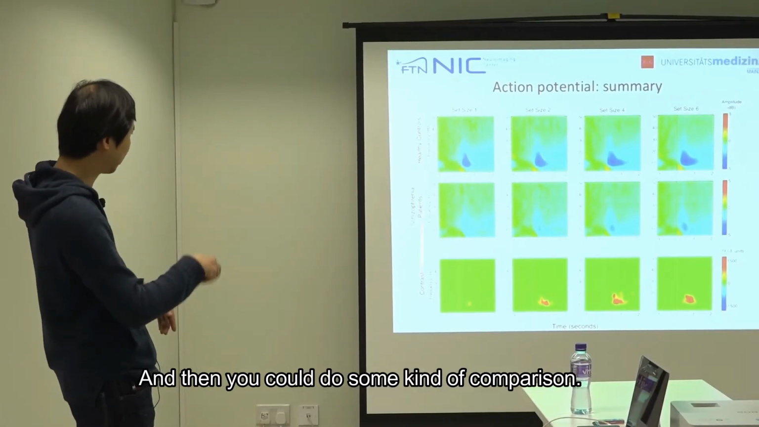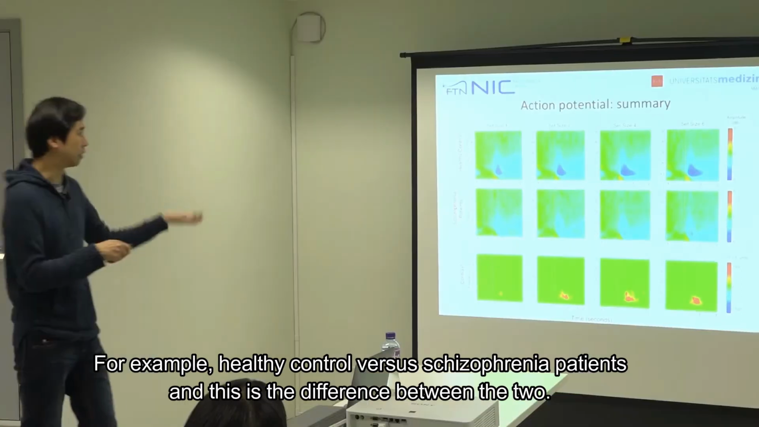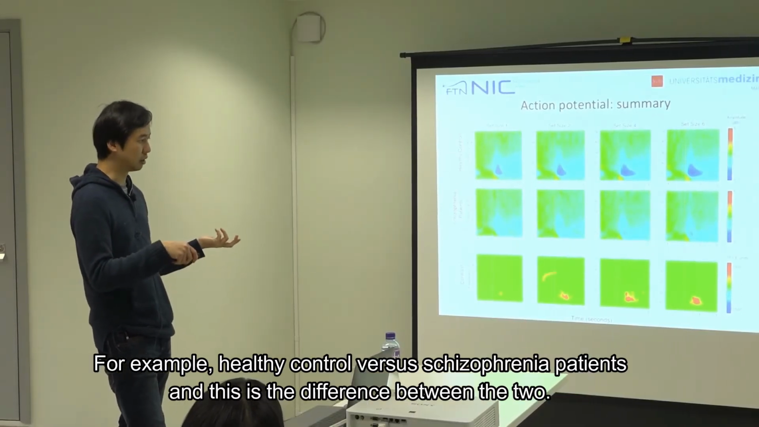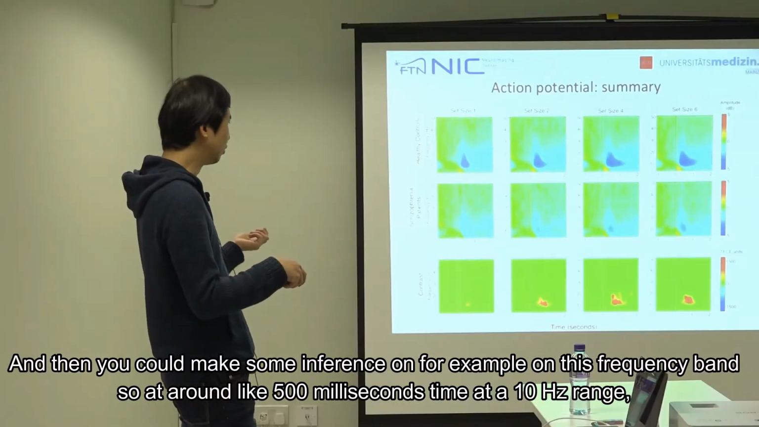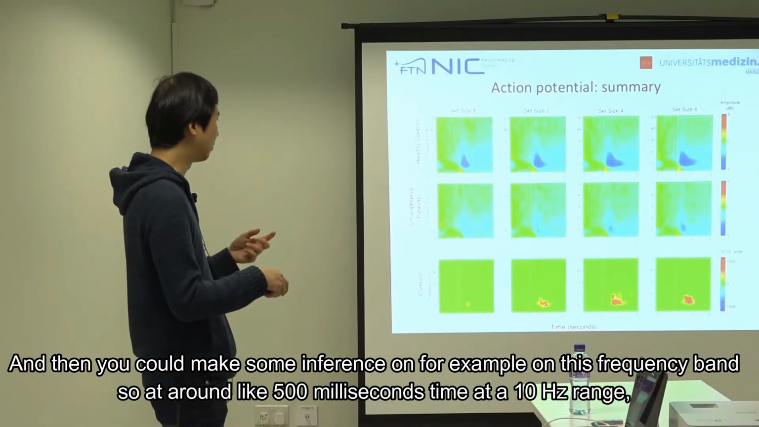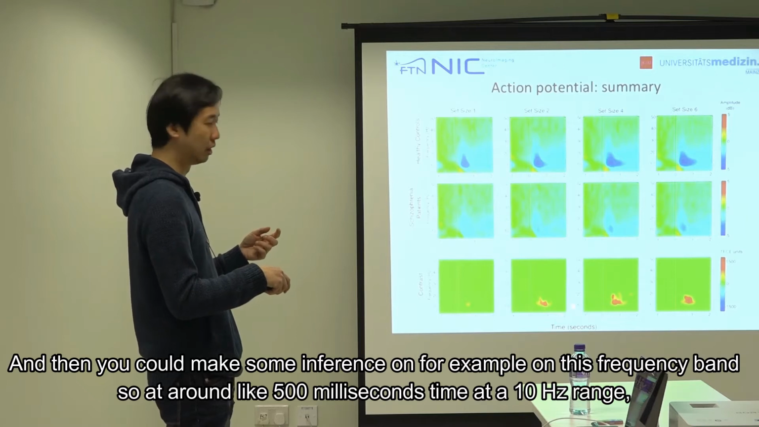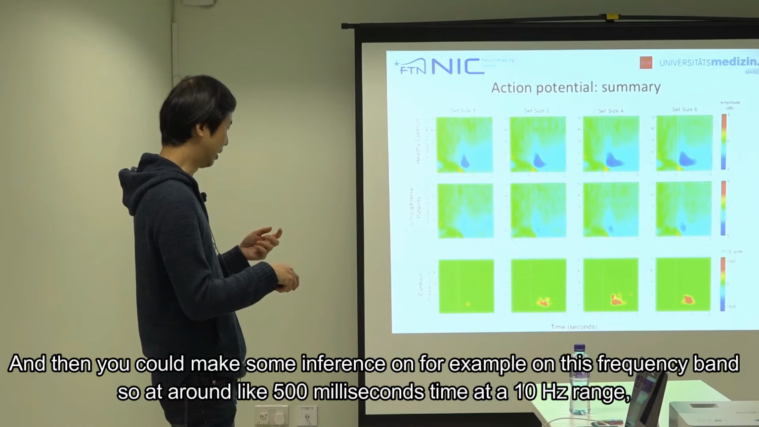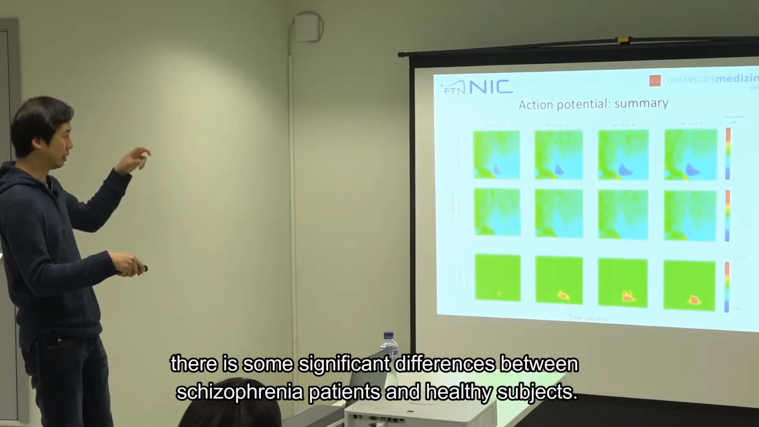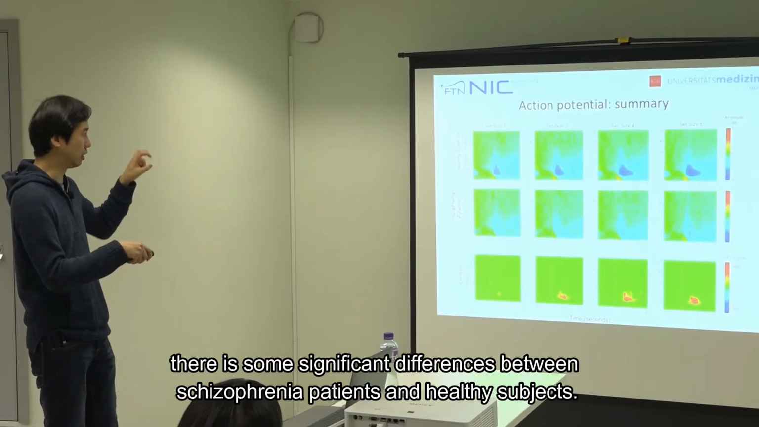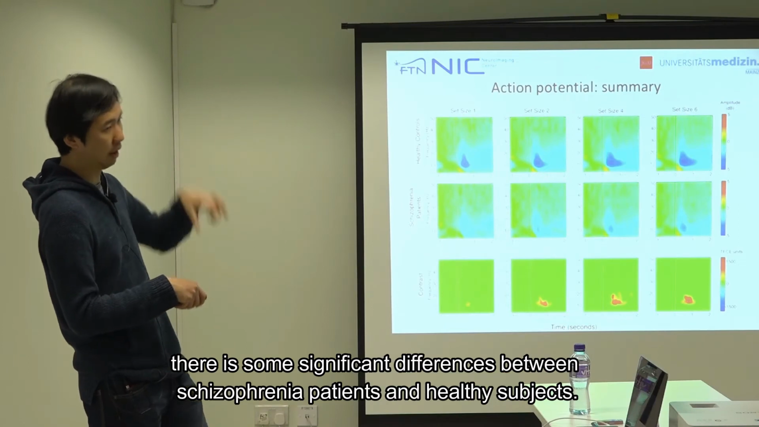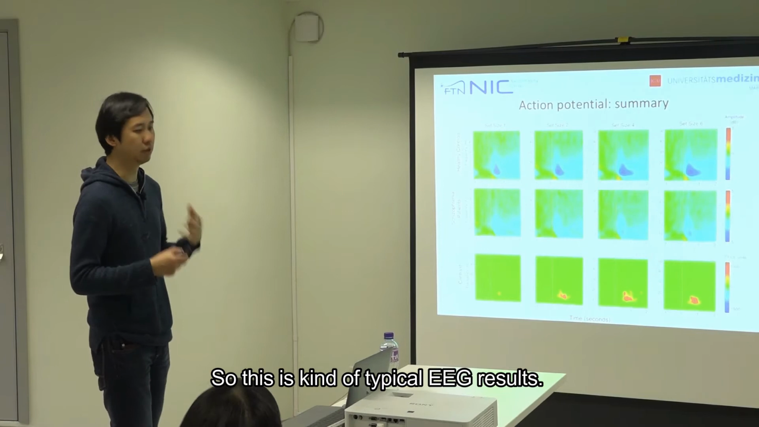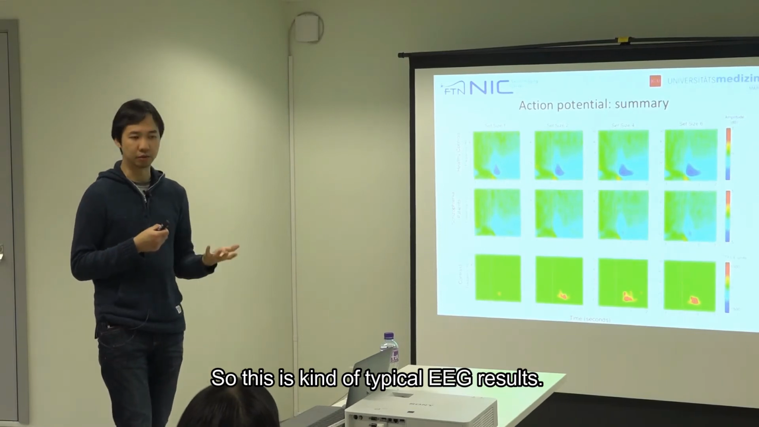And then you could do some kind of comparison, for example, healthy controls versus schizophrenic patients, and this is the difference between the two. Then you could make some inference on this frequency band. At around 500 milliseconds, in the 10 Hertz range, there are some significant differences between the schizophrenic patients and healthy subjects. This is a typical EEG result you could see.